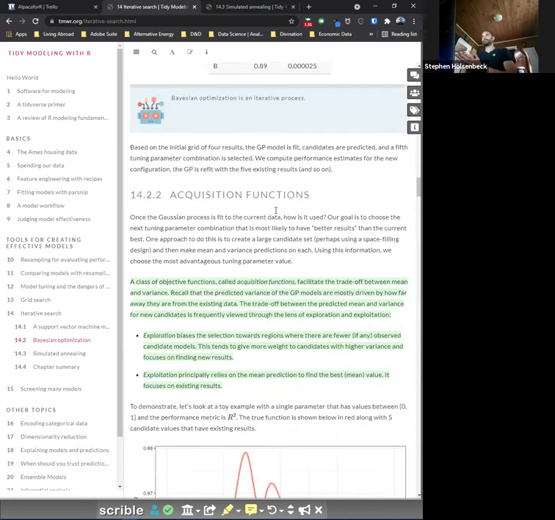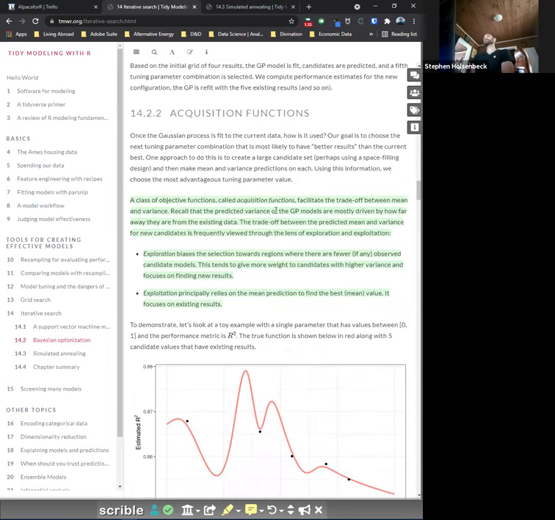So, a class of objective functions called acquisition functions facilitate the trade-off between mean and variance. Recall that predicted variance of the Gaussian process models are mostly driven by how far away they are from existing data. The trade-off between the predicted mean and variance for new candidates is frequently viewed through the lens of exploration and exploitation.